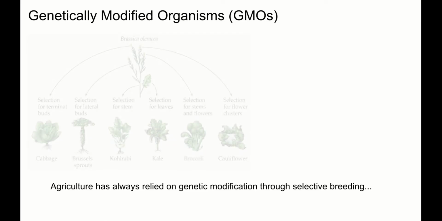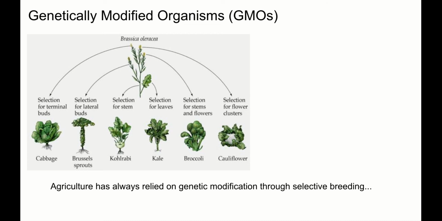So our next category of discussion is another technique unique to industrialized agriculture, genetically modified organisms, or GMOs. And before we talk about the modern version of GMOs, I want to tell you that agriculture has always relied on genetic modification, and we've done it through selective breeding. For example, all of these different vegetables that are in the brassica family are in the brassica family because they all were selectively bred from the exact same plant.